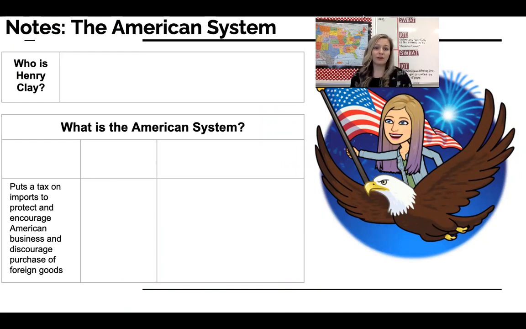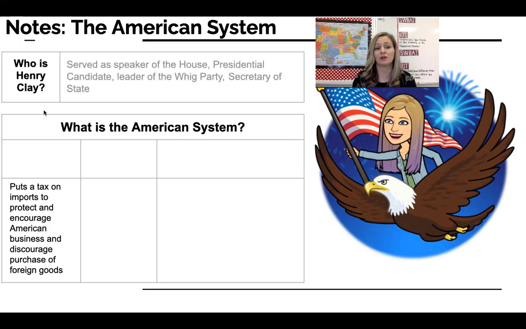But let's first start off by talking about the American system. Now, today our focus is really on the growth of American power plus the growth of American influence around the world. So one of the people that really pushed for what would be referred to as the American system to continue to get America to grow is a man by the name of Henry Clay.